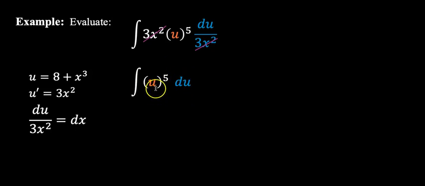This antiderivative is easy to find. We can use the power rule, which tells us to add 1 to the exponent and divide by the new exponent. So we get u to the 6 over 6 plus c.